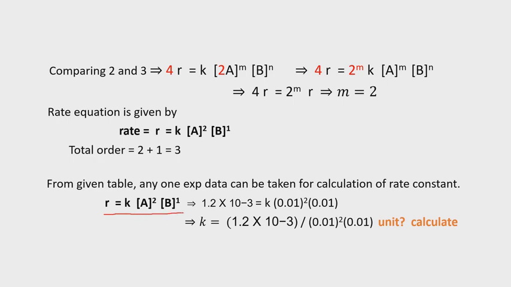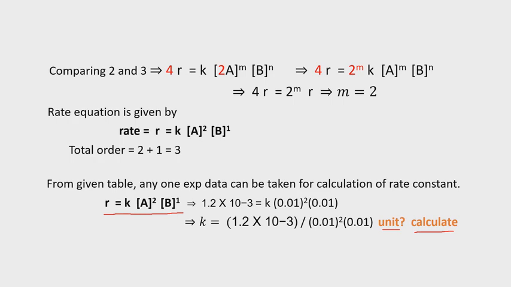Here I have taken the experiment 1 result. 1.2 into 10 power minus 3 equal to K into 0.01 square into 0.01. Again substitution. After solving, you will get K. Here, what is the unit of K? Try to calculate the unit of K. This is the homework for you students.